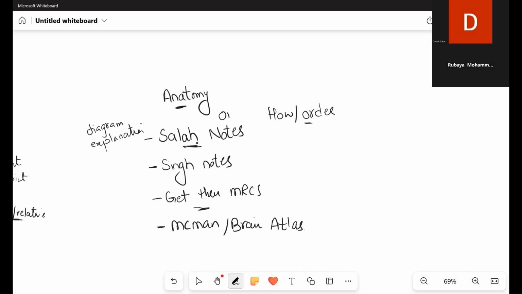Now, in Sala notes, the diagrams are from McMinn, so don't get worried about that. Plus, if you feel like McMinn's Atlas is a bit overwhelming, don't worry. I will provide you with the folder which has all the necessary diagrams from McMinn's and various atlases. Even if you do that folder, you will be more than confident to do really good on your exam day.